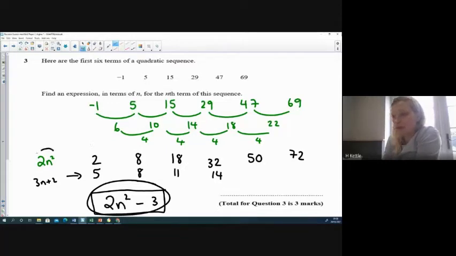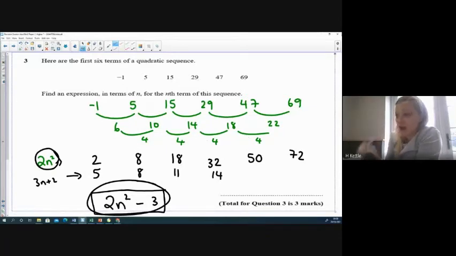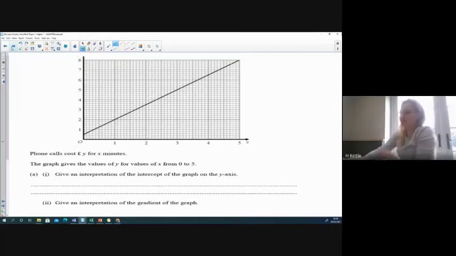If you only feel that you can get to this stage, that's absolutely fine, because that's going to get you a mark. So do the second difference, half that number, and say, right, well, that's 2n squared, and put that on the answer line and just be like, yeah, that'll be a mark, and I'm happy with that. Okay. Do your best.